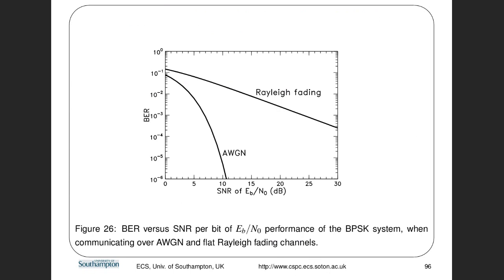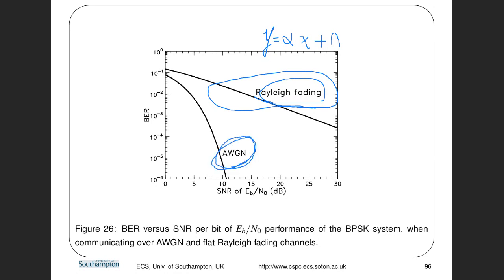So here we can see this is the performance of y equals alpha x plus n. The performance of BPSK in a Rayleigh fading channel is really bad compared to its performance in an AWGN channel. So the only way to mitigate this is to use multiple antennas. That's what we are going to talk about in the next session.